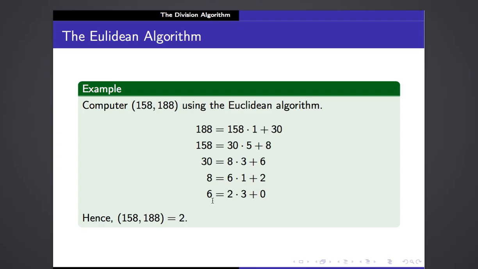And again, we can still continue. Now this time we divide 6 by 2, and 6 happens to be a multiple of 2. So the remainder becomes 0. This is where the process terminates. Since 6 is an integer multiple of 2, 2 is in fact the greatest common divisor of the original pair, 158 and 188. That's pretty neat, right? That's pretty cool.